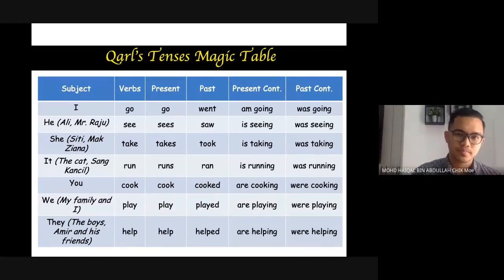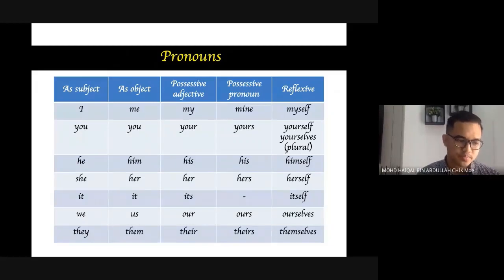The next one, a pronouns table. Pronouns act as a subject or as an object. We talk about possessive adjective, possessive pronoun, and reflexive pronoun.